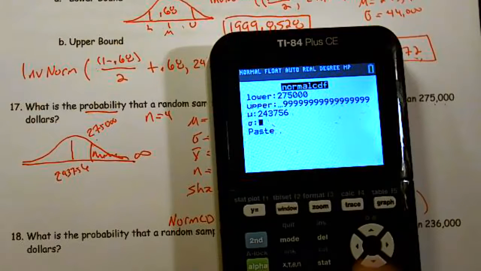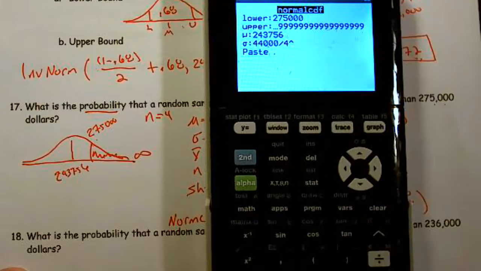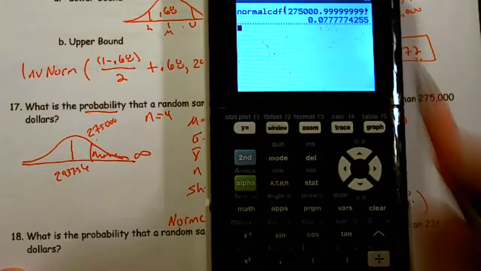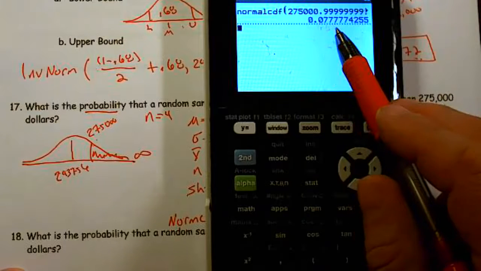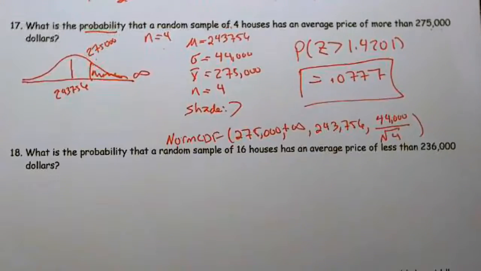243,756, standard deviation 44,123, divided by the square root of 4, which I just do as 4, then the caret, and then the 0.5. And there we go, 0.0777. All right, so essentially the same answers.